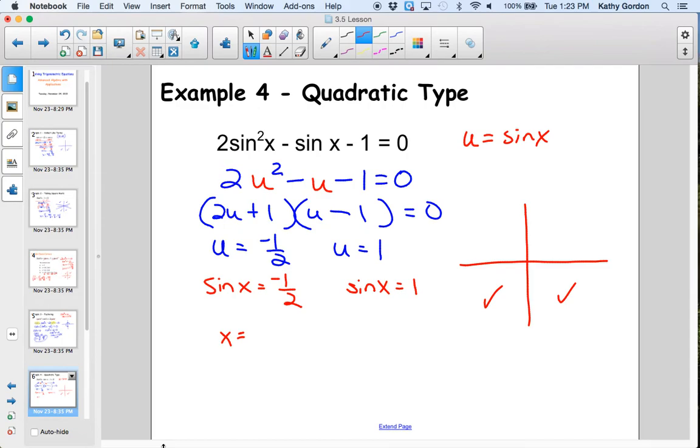So what's the third quadrant angle? 7 pi over 6. What's the fourth quadrant angle? 11 pi over 6. So those are the two possible solutions from the first factor. Now, what about my second factor? For what angle do I get a sine that is 1?